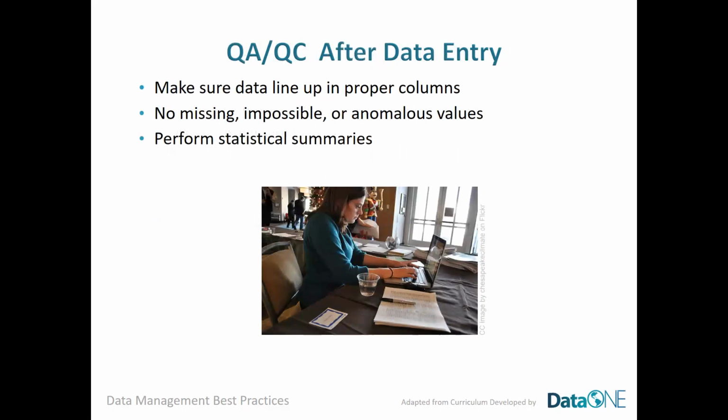Once data are entered, basic quality assurance measures can be taken. First, if data are in spreadsheets or databases, be sure that they line up in their proper columns. Also, check for any missing or impossible or anomalous values. One way to check for these problems is to sort data fields and check for discrepancies. It is often also useful to perform basic statistical summaries such as means and standard deviations. If data transformation was performed for analysis, compare the statistical summaries before and after a transformation to ensure that no mistakes were made during that transformation.